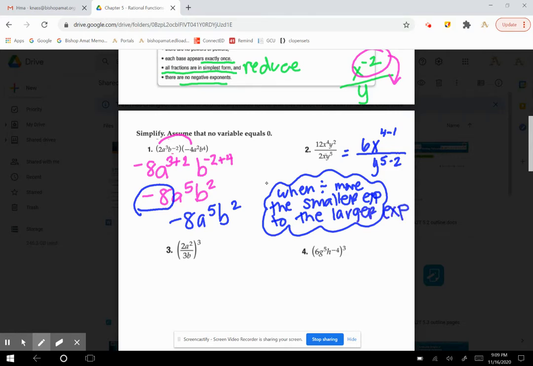The x to the first, that's smaller, so I moved it up to the 4. And y squared is smaller, so I moved it down to the 5. So we're going to reduce this. We get 6x cubed at the top, y cubed at the bottom. Since none of my exponents are negative, that's my answer.